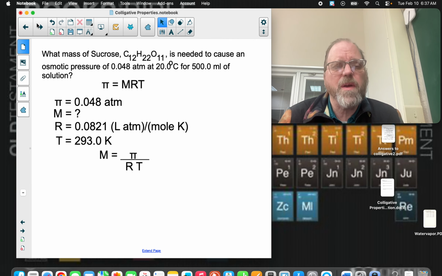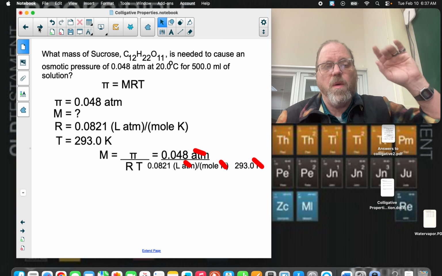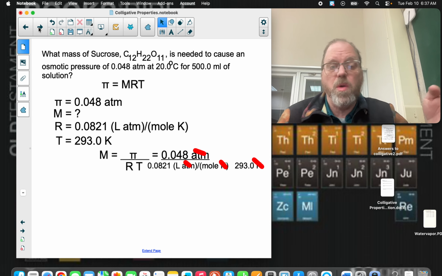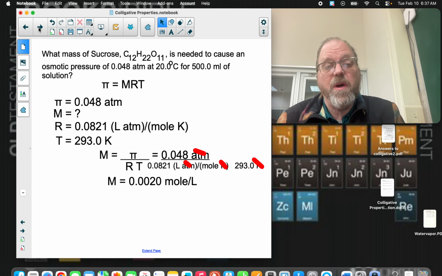Solving for M, going to rearrange equation. Pi over RT, plug our values in. Our atmospheres cross out, so I'm going to get 1 over liters per mole, so it's going to be moles per liter, which is molarity. So we do that, we get 0.0020, only 2 sig figs because of 0.048.